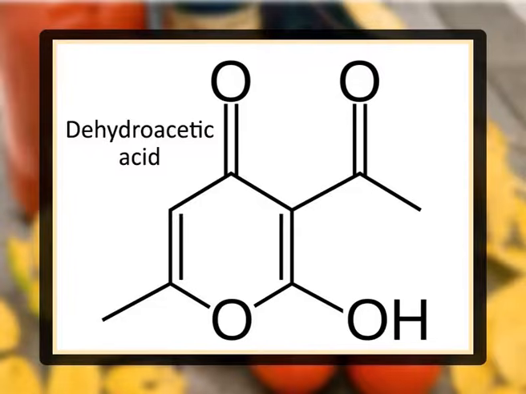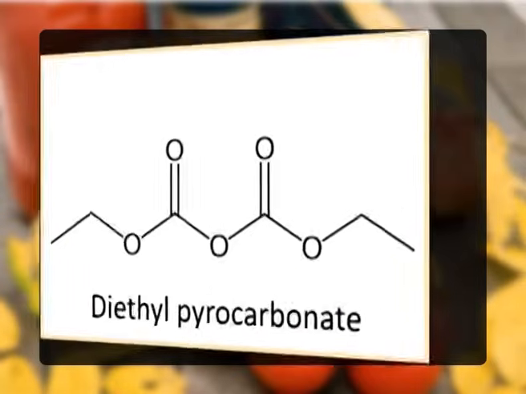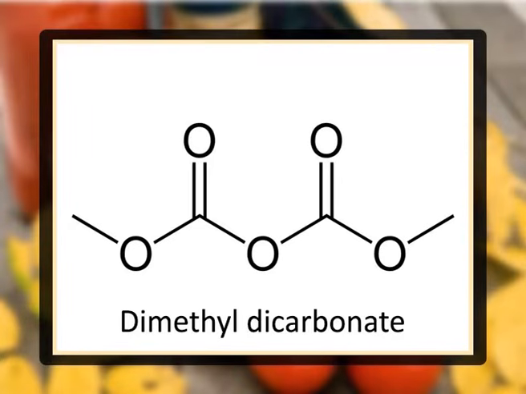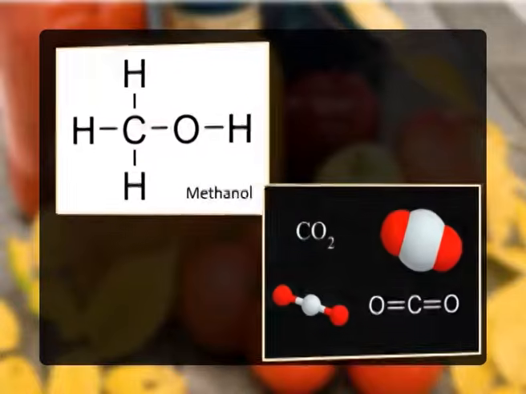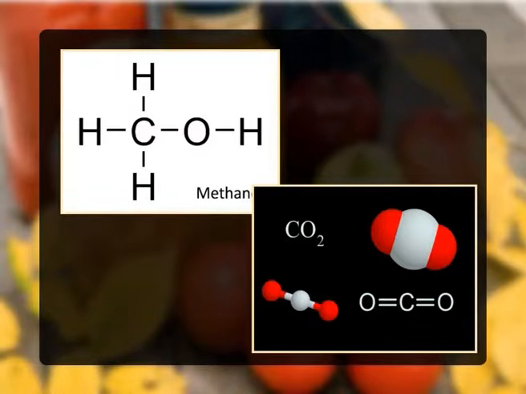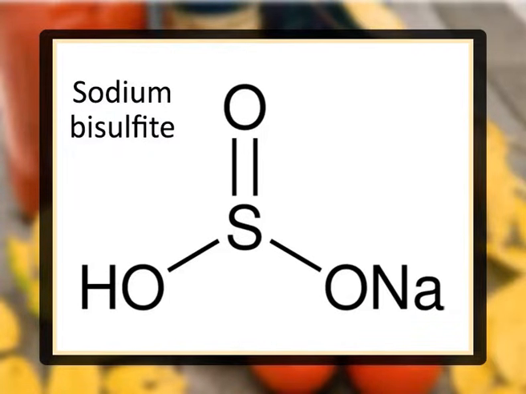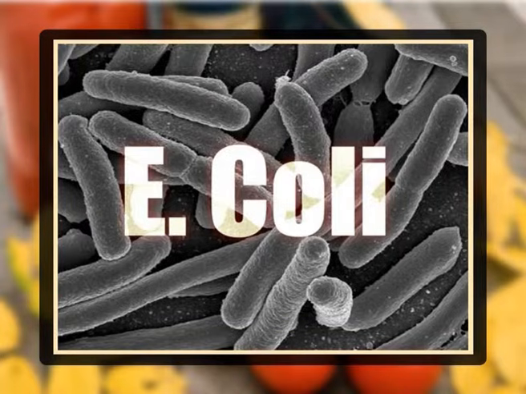Dehydroacetic acid is used to preserve squash. Diethyl pyrocarbonate has been used in bottled wines and soft drinks as a yeast inhibitor. It decomposes to form ethanol and carbon dioxide by either hydrolysis or alcoholysis. Dimethyl dicarbonate is used as a yeast inhibitor in wine and some fruit drinks at a level of 0.025%. Upon hydrolysis, it yields methanol and carbon dioxide. DMDC has been found to be more effective than sodium bisulfite and sodium benzoate as an inhibitor of E. coli.